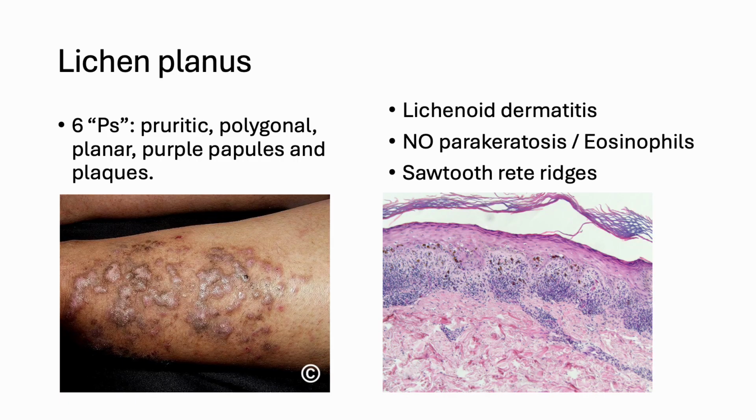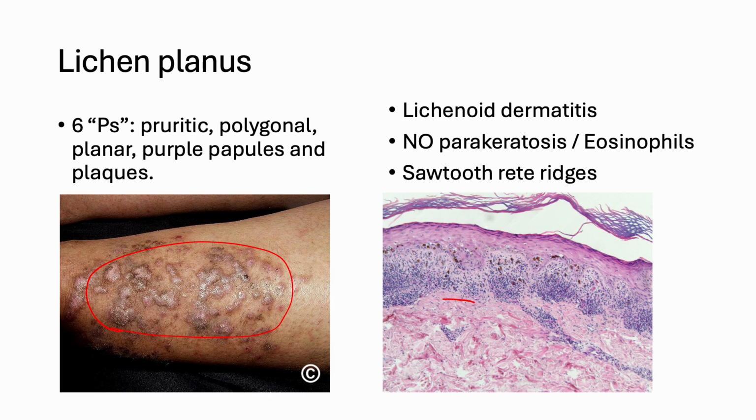Let's move on to the lichenoid dermatitis. The first one is the lichen planus. If you still remember the 6 P's in your USMLE Step 1, you should be able to tell they are pruritic, polygonal, planar, purple papules and plaques as shown here, usually on the dark skin patients.